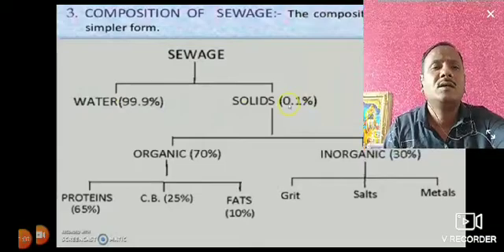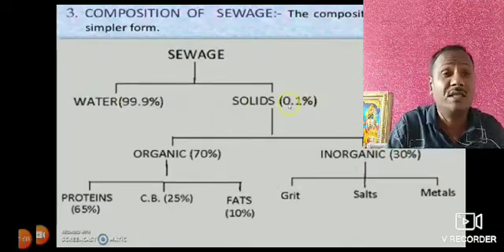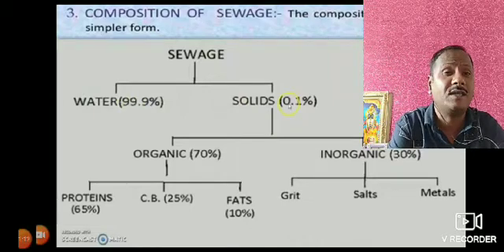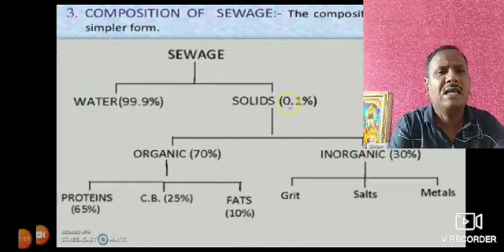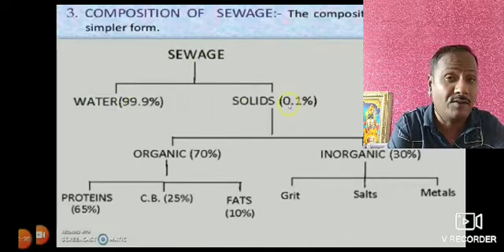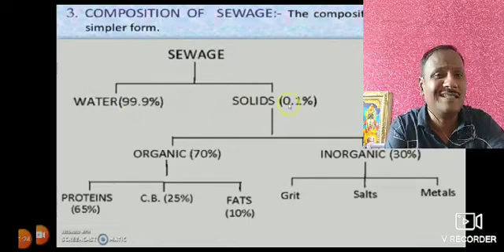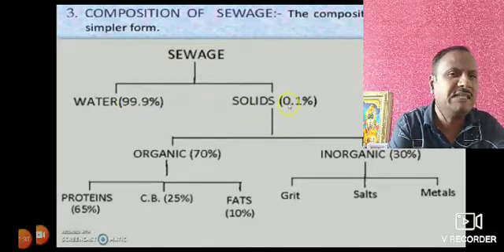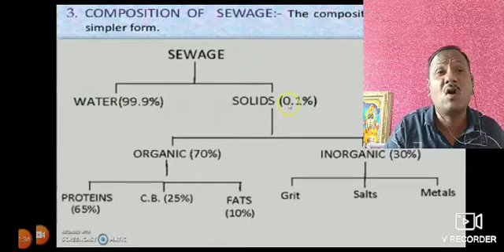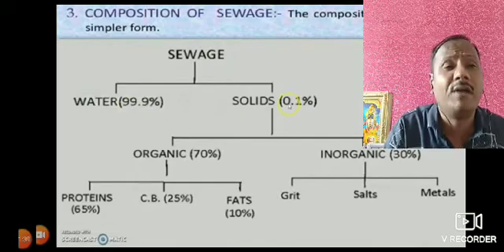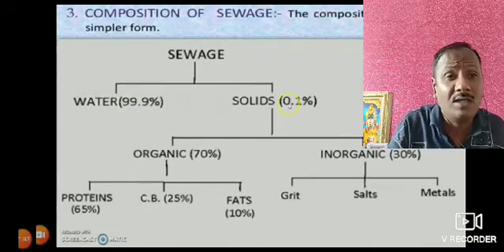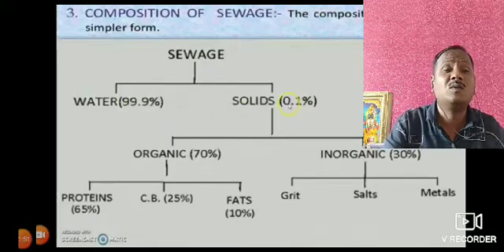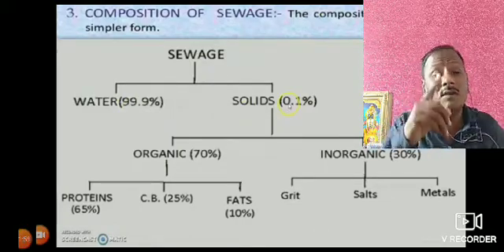So you just see, this is some idea about the sewage contents. Near about 99.9% of sewage is water, and 0.1% is solid. In the solids, 70% is organic matter and 30% is inorganic matter. In the organic compounds, proteins are 65%, carbohydrates 25%, fats 10%, and the inorganic matters are grit, salt, metals. It means that water gets mixed with these nutrient sources, and these nutrient sources are important for the growth of maximum microorganisms.